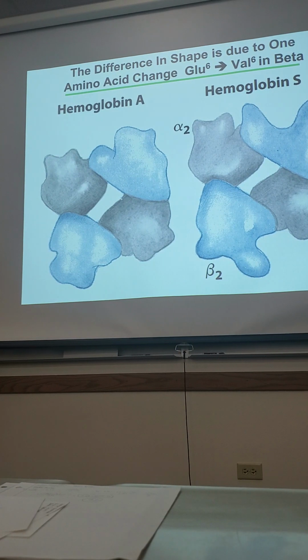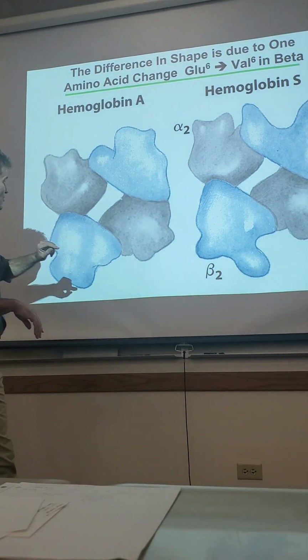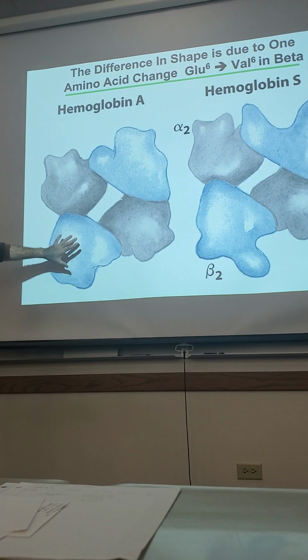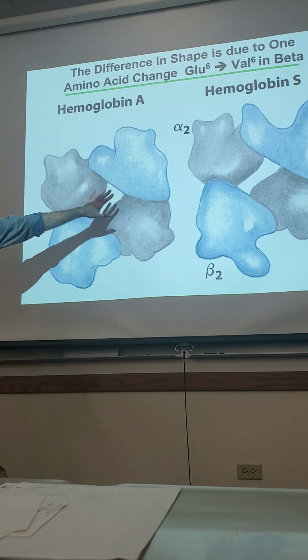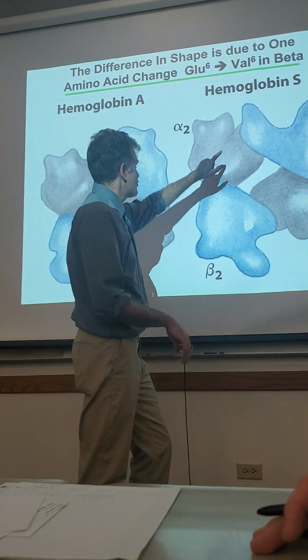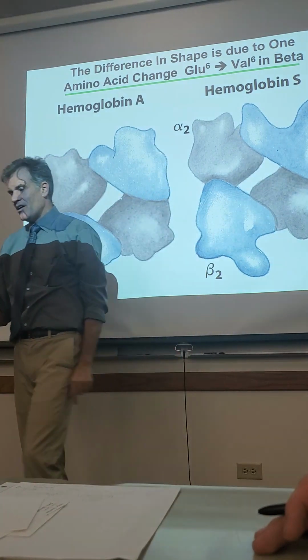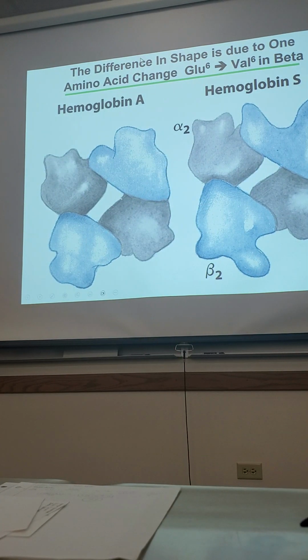And when it does happen, it turns out that you have an alteration that occurs. So if you're looking at it, this is normal. We have hemoglobin A here, which is normal. Hemoglobin S for sickle cell. Notice there's a shape change in the beta subunit. The beta subunit is where that mutation occurs.